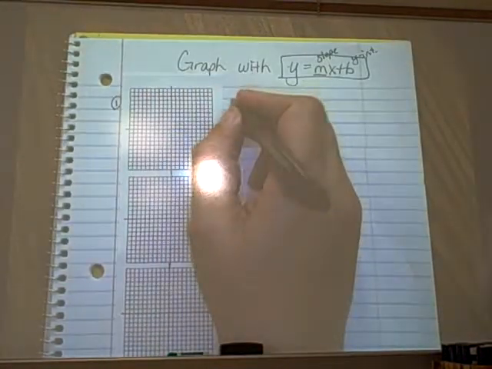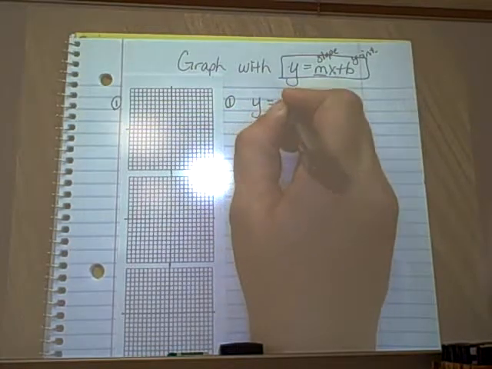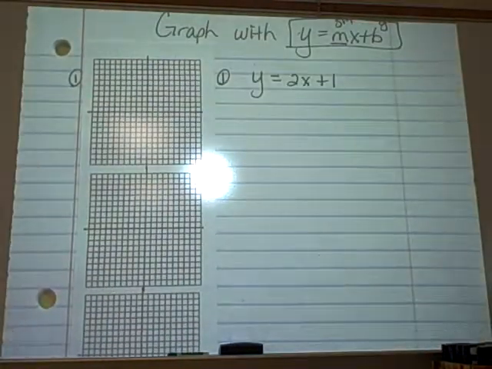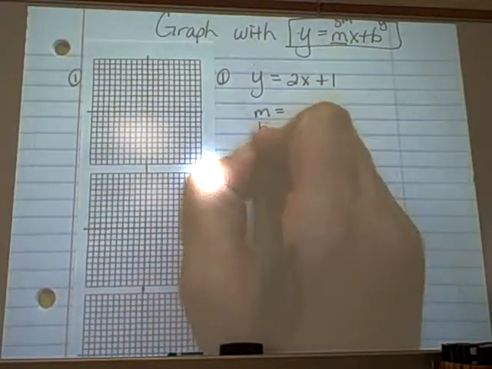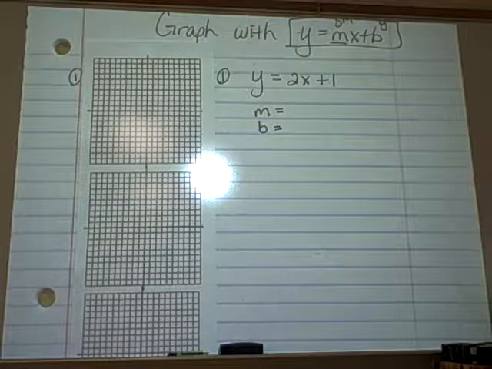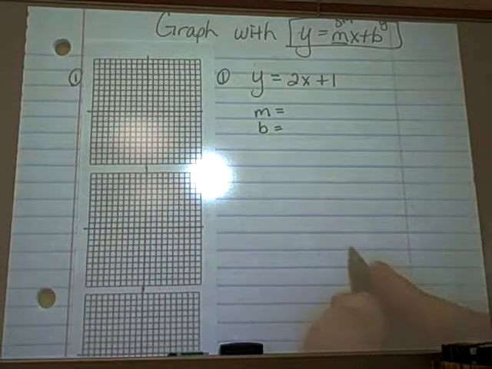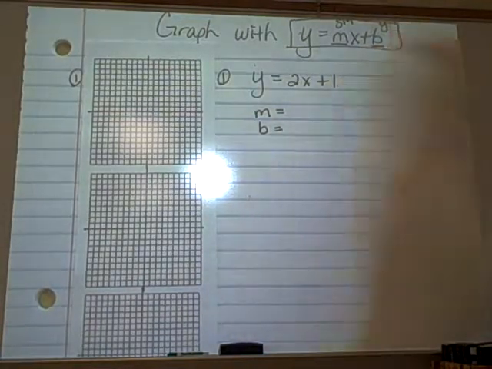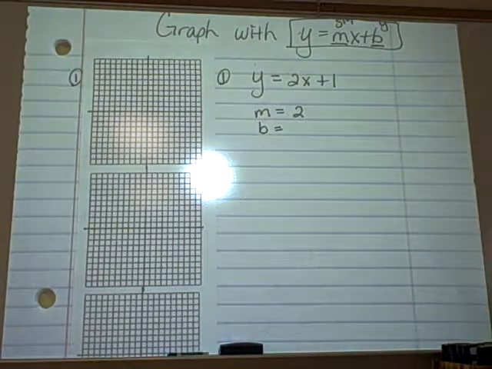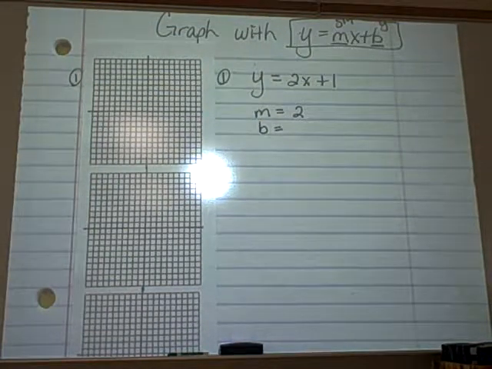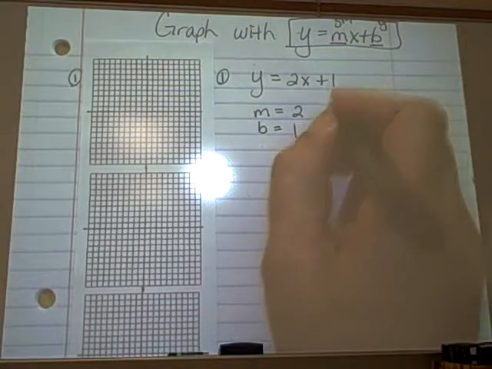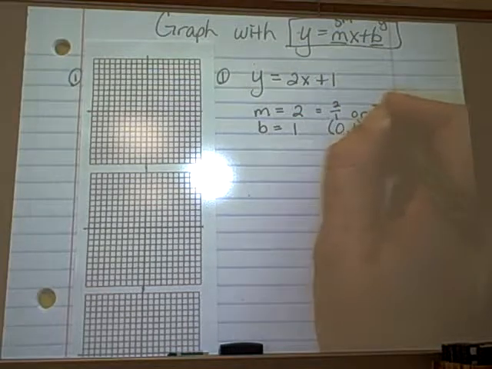Okay, so number 1. If you have the equation y equals 2x plus 1. So there's your equation. We're going to zoom back in now. From that equation, you should be able to tell me 2 things. The m and the b. M is slope. B is y-intercept. So looking at that equation, remember this is what it looks like, mx plus b. What is my slope number? My slope number is 2. What is my y-intercept number? It is 1. Okay, so this is the point 0, 1, and this is the same as 2 over 1 or negative 2 over negative 1.